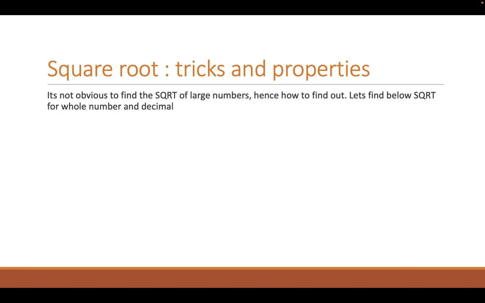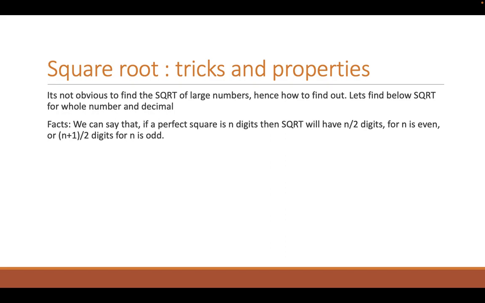Now let's move on to the next trick. There are tricks and properties continued for square roots the way we continued for squares. It's not obvious to find the square root of large numbers, hence how to find it out. Let's find that. It shows below some square roots for whole numbers and decimals, so that you will understand how to find the square root.